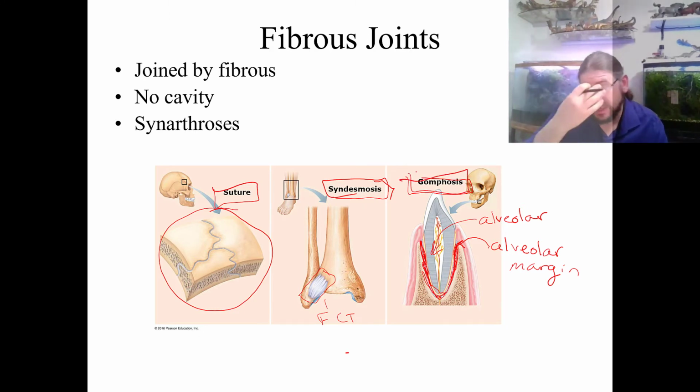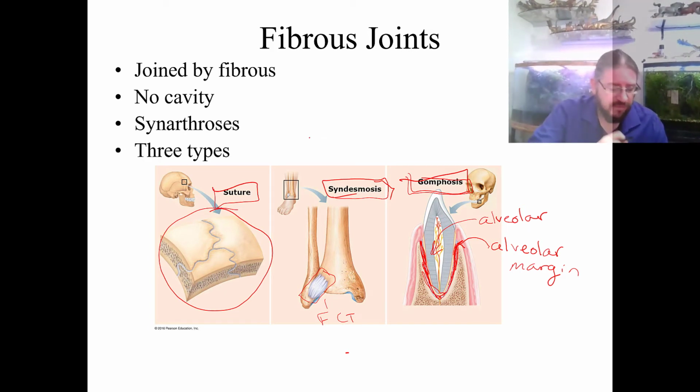I think I misspoke and said they're not all synarthroses. They are all synarthroses. So still recovering from being sick. So excuse me if I am occasionally scatterbrained.